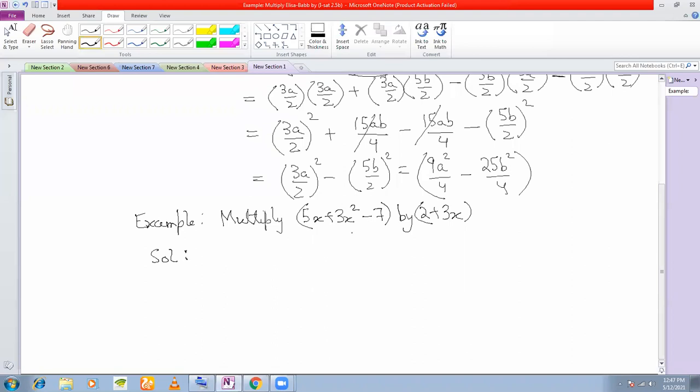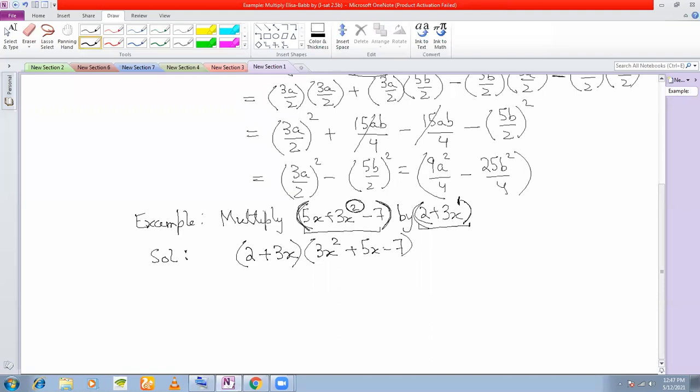So we have to multiply 2 plus 3x by this. Now see here, the power of x here is lesser, right? The power here is 1. The power here is 2. The highest power in this algebraic expression is 1, and the highest power in the other algebraic expression is 2. So what we do is we write the lower power first: 2 plus 3x. The algebraic expression with the lower power we write first. And this expression we write starting from x square: 3x square plus 5x minus 7.